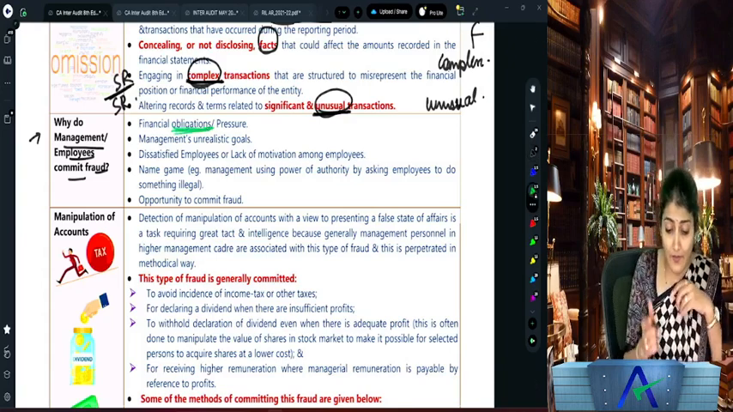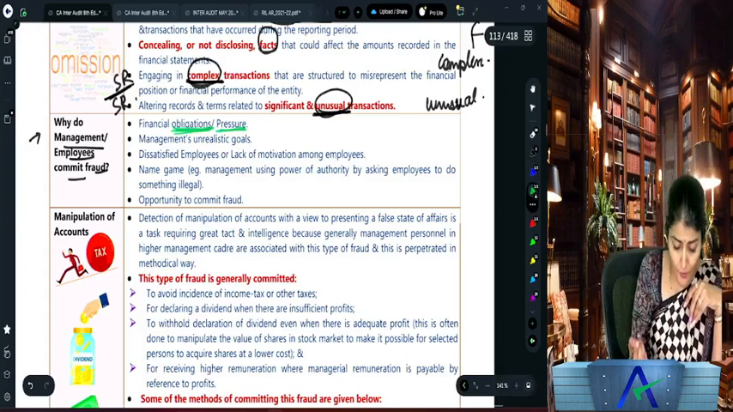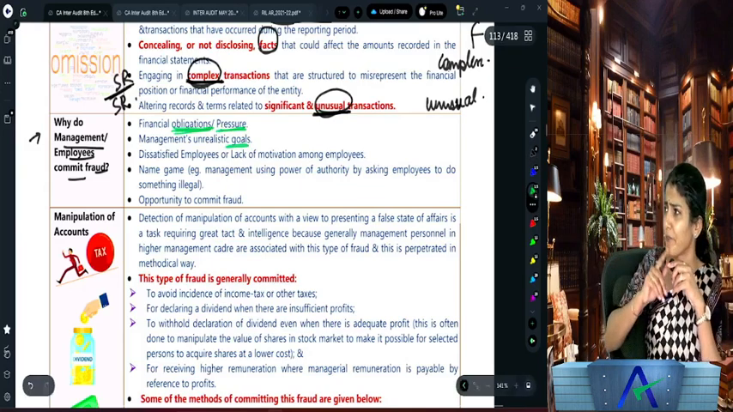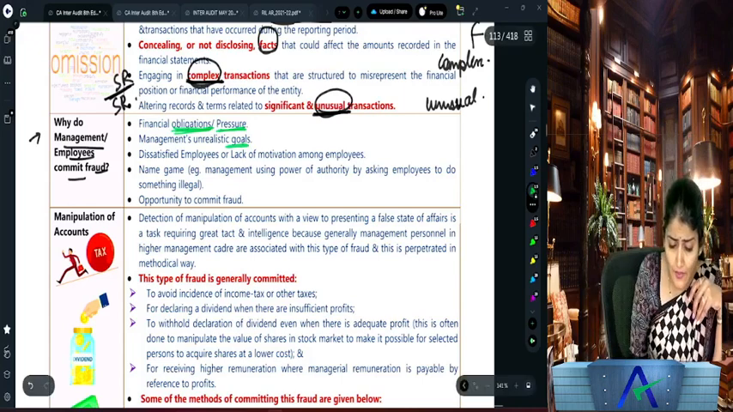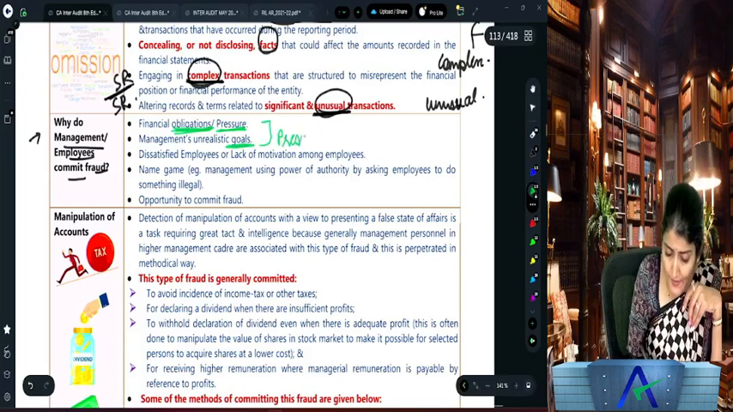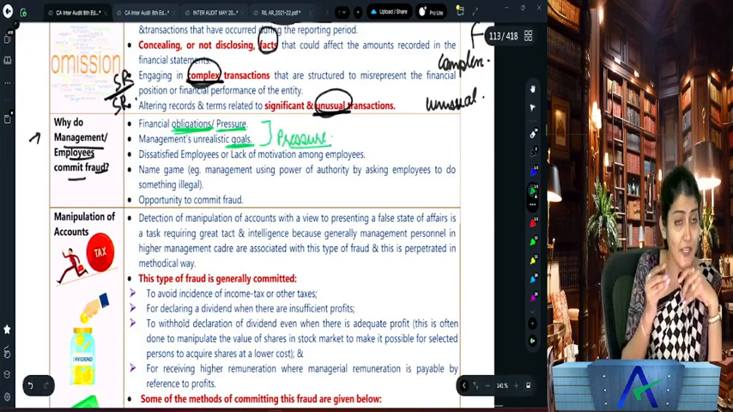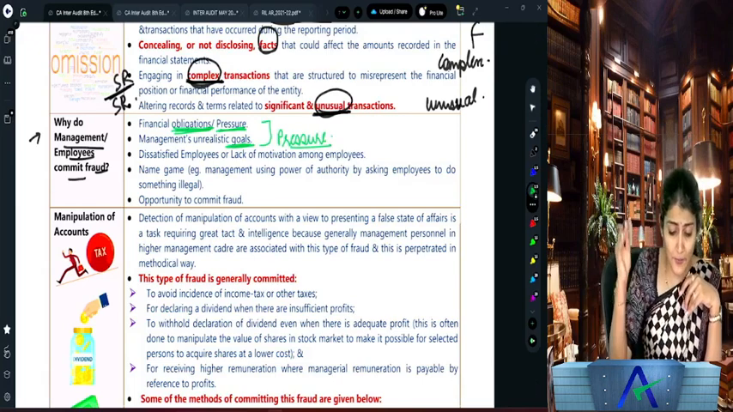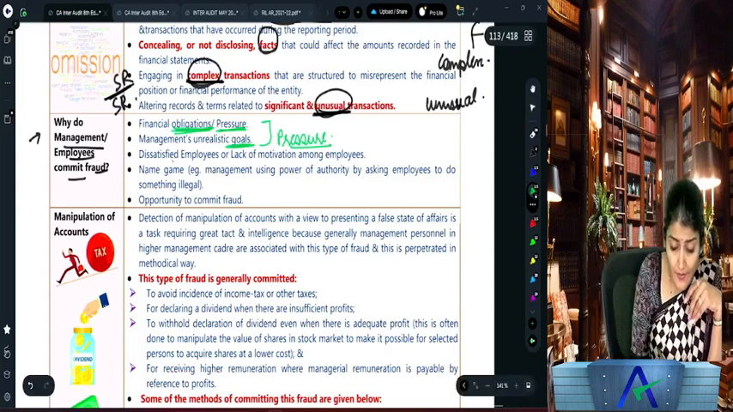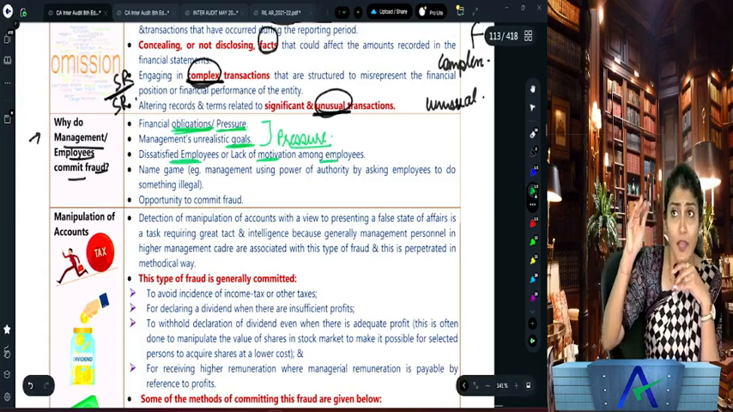So that is why there is a pressure to commit a fraud. There is the unrealistic goal of the management. So now again, to fulfill the unrealistic goal of the management, there is a pressure to commit a fraud. Then what does it say? Dissatisfied employee or lack of motivation amongst the employees, right?